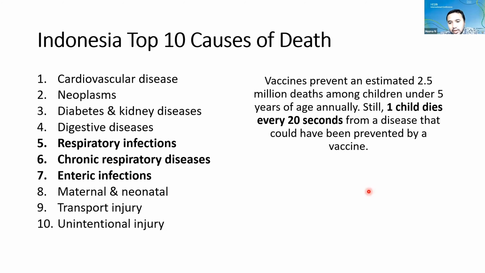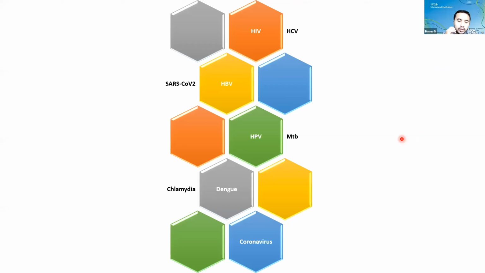We also need to understand that vaccines can prevent an estimated 2.5 million deaths among children under 5 years, and still one child dies every 20 seconds from a disease that could have been prevented by a vaccine. So what we have done, using the reverse vaccinology approach, is to develop an in silico prediction.